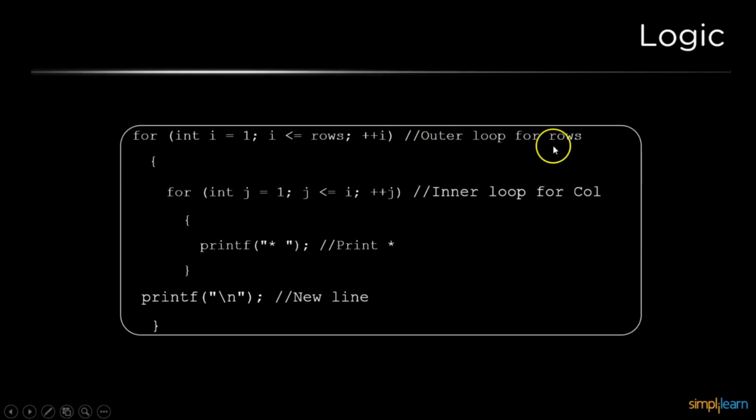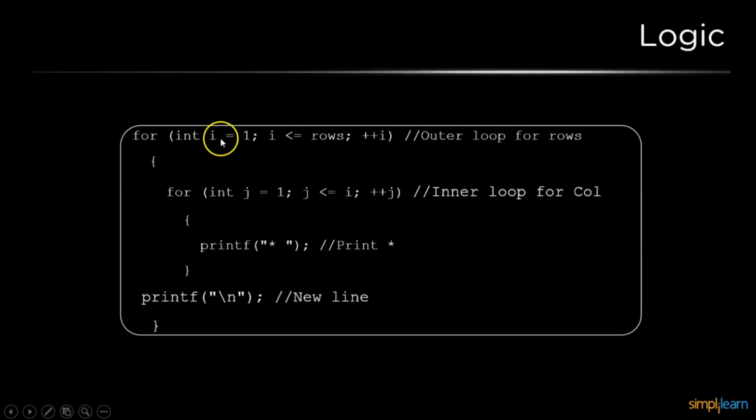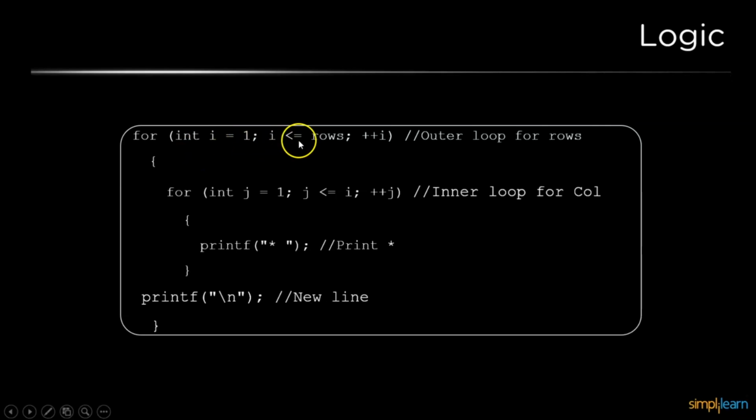We have outer loop for rows and inner loop for columns. So first, the control will check the condition. Initially, the I value is 1. So 1 lesser or equal to rows. If the rows value is 5, then 1 lesser or equal to 5, which is true. So the control comes to the inner for loop and again checks the condition. Initially, the J value is 1.